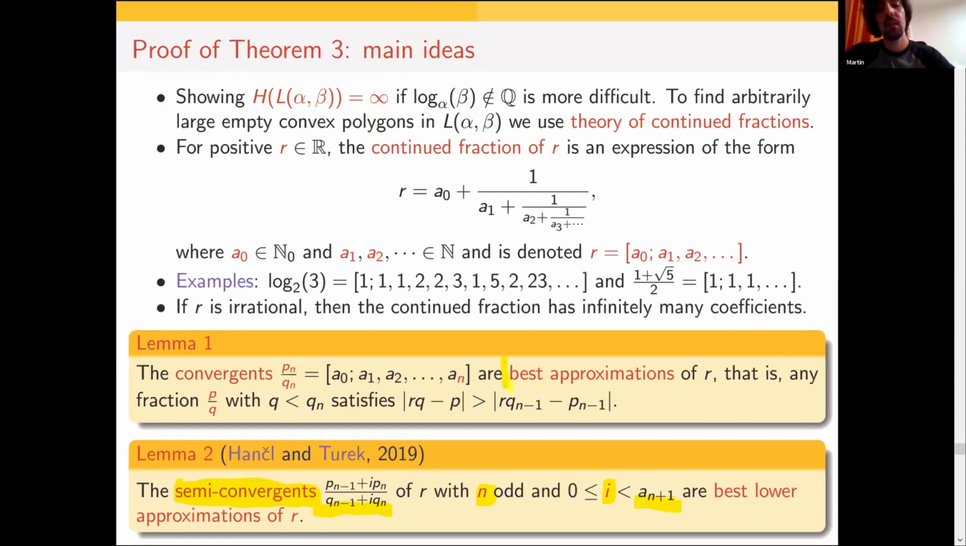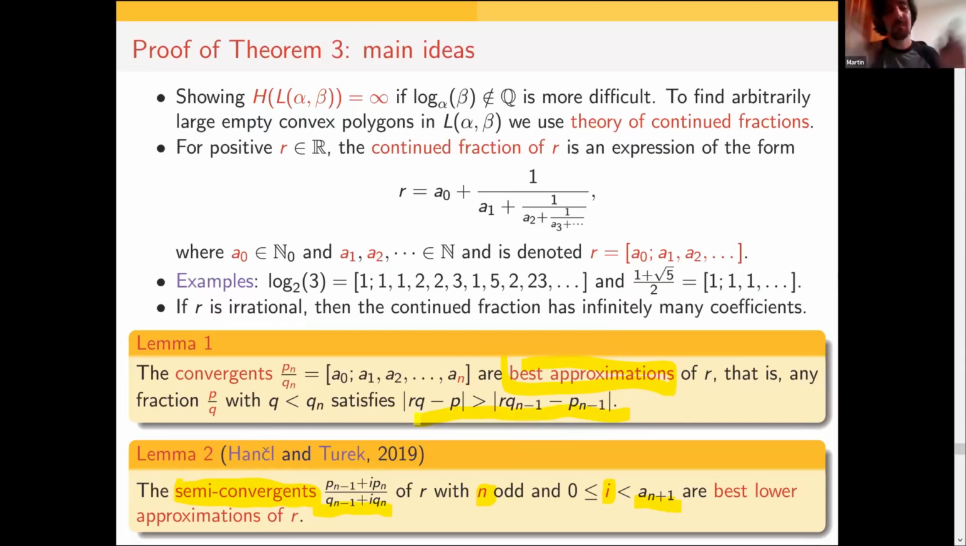The convergents work as approximations somehow both ways, but the semiconvergents work only in one direction. So they are sort of a one-sided approximation. And what does it mean to be a best lower approximation? Well, this means that essentially the same inequality is true, but without the absolute values. So it's really one-sided. The same expression, but without the absolute values, is true. And this is what we will use.